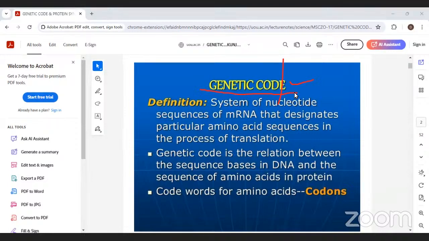Next point: the genetic code is believed to code for one of the 20 different amino acids. How many amino acids are present? 20 different types of amino acid during protein synthesis, and therefore there must be 20 types of genetic codes.